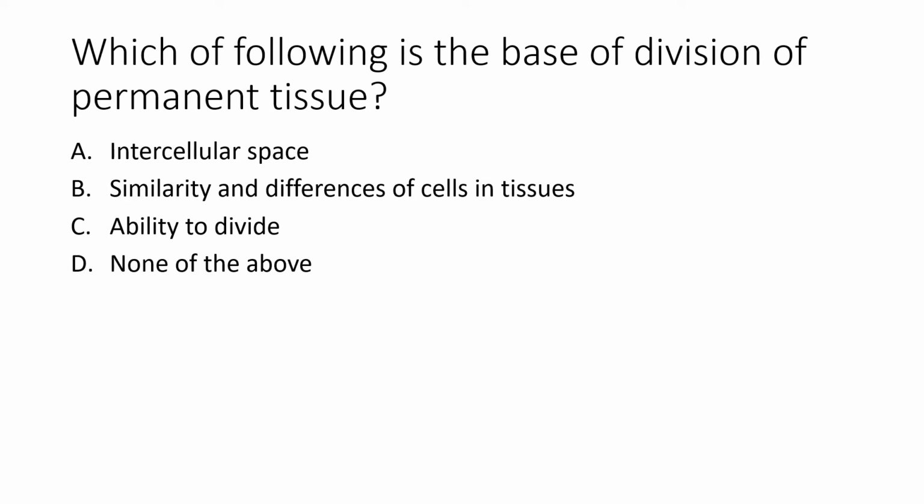Now let's have a question. Which of the following is the basis of division of the permanent tissues? Option A is intercellular space, option B is similarity or difference in cells of the tissue, option C is ability to divide, or D none of the above. If you know the answer, write it down in the comment section.